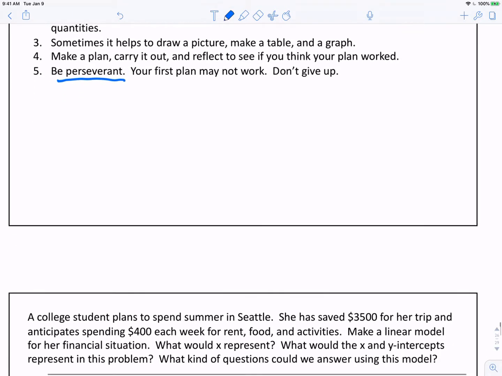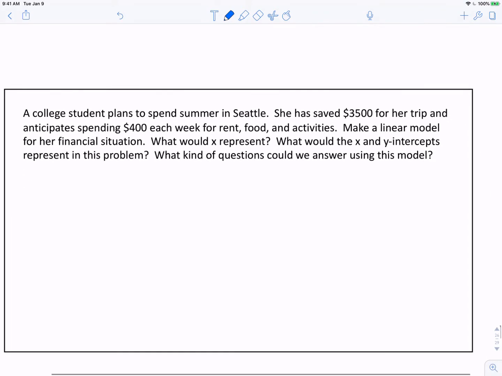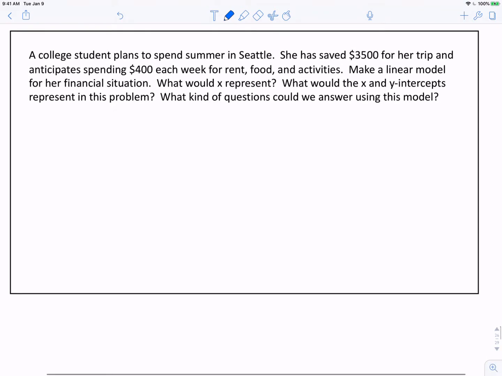Okay, so let's give a few a try. A college student plans to spend summer in Seattle. She has saved $3,500 for her trip and anticipates spending $400 each week for rent, food, and activities. Make a linear model for her financial situation. What would X represent? What would the X and Y intercepts represent? And what kinds of questions could we answer using this model?